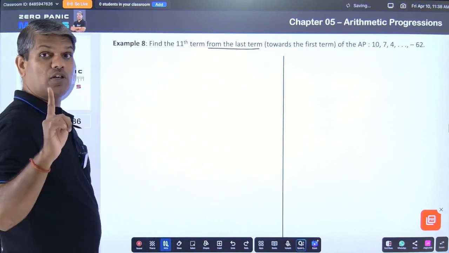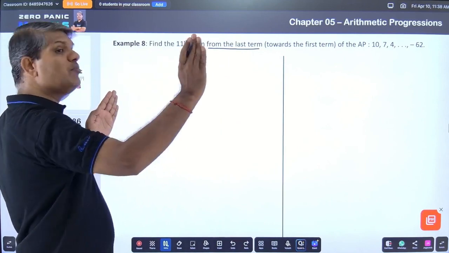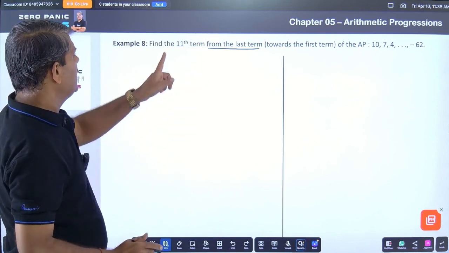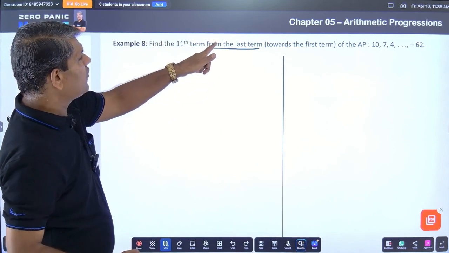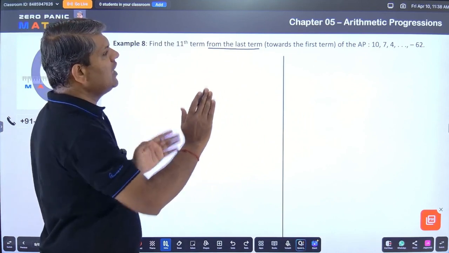Okay, this is very important. From the last term, there is an arithmetic progression given, and from the last term you have to find out the 11th term. It is not from the first. Find the 11th term from the last term towards the first term. So it means in the reverse way.